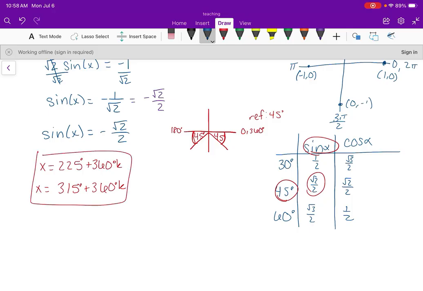And of course in radians, let's see, this would be pi or 4 pi over 4. This would be pi over 4. This would be 8 pi over 4. So 4 pi over 4 plus pi over 4 is 5 pi over 4. 8 pi over 4 minus pi over 4 is 7 pi over 4. Both plus 2 pi k.